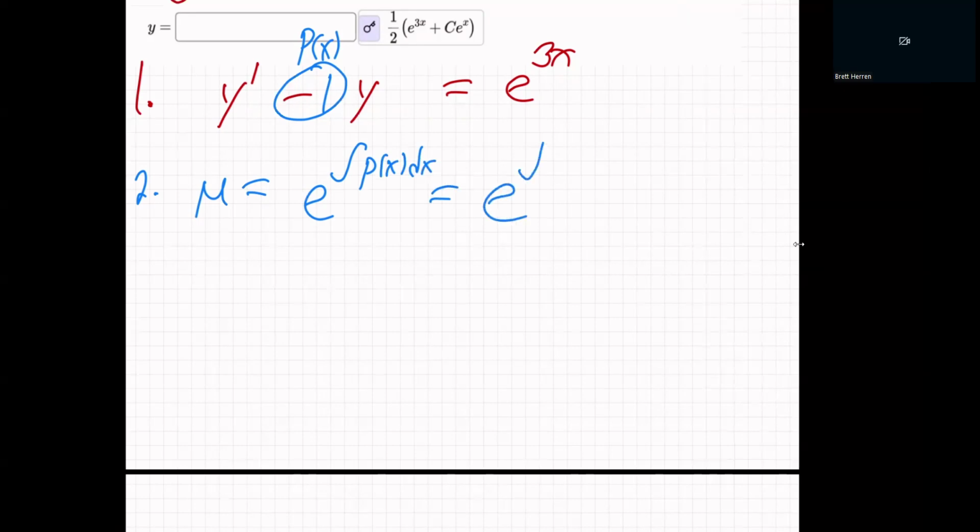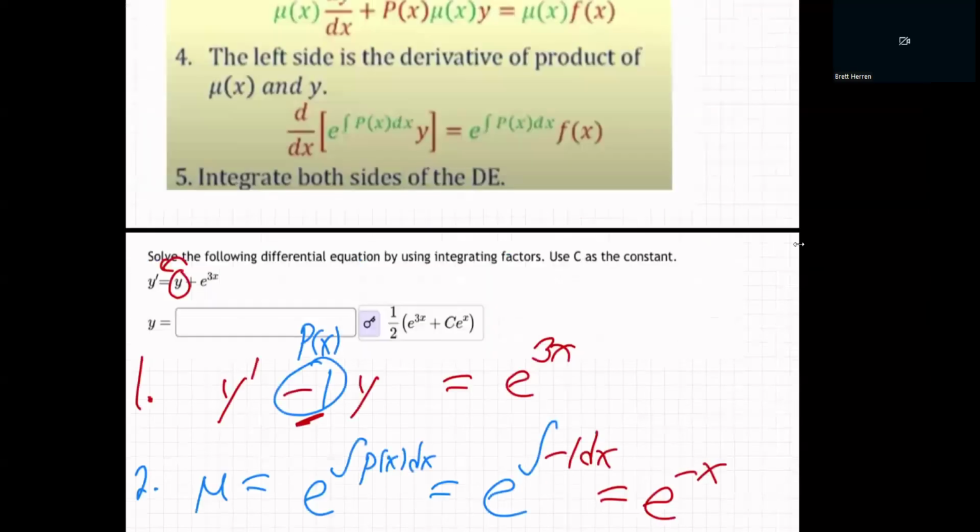It's e to the integral, p of x is right there, minus 1 dx. What's that? That's e to the minus x, right? The derivative of minus x would go back to minus 1, wouldn't it? So there's that. That's our integrating factor.